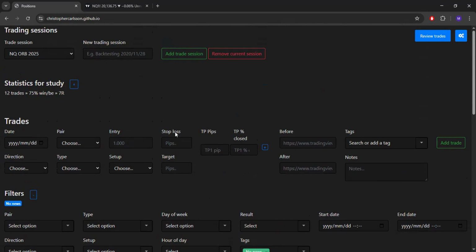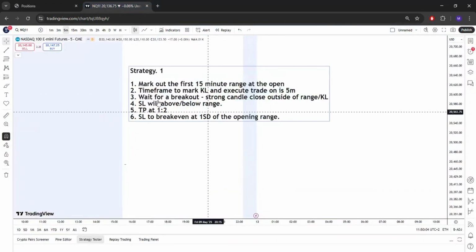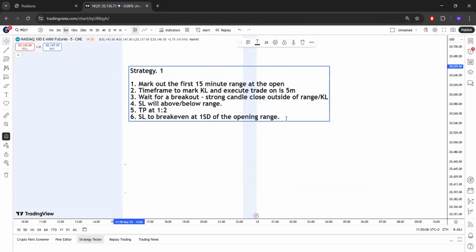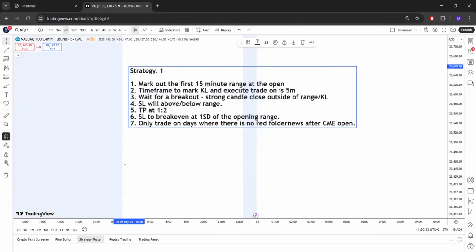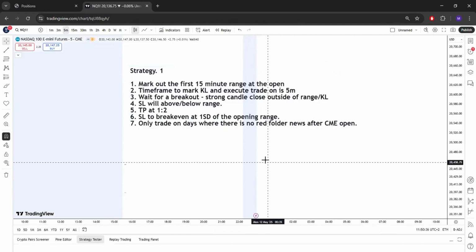And even moving forward testing this, so now I'm only going to be testing these parameters. So on top of this strategy here, what I'm going to add now as number 7 is: only trade on days where there is no news after CME Open, right? Let me actually say red folder news so that it can be more clear. Red folder news after CME Open. That's the next thing that we're going to do.